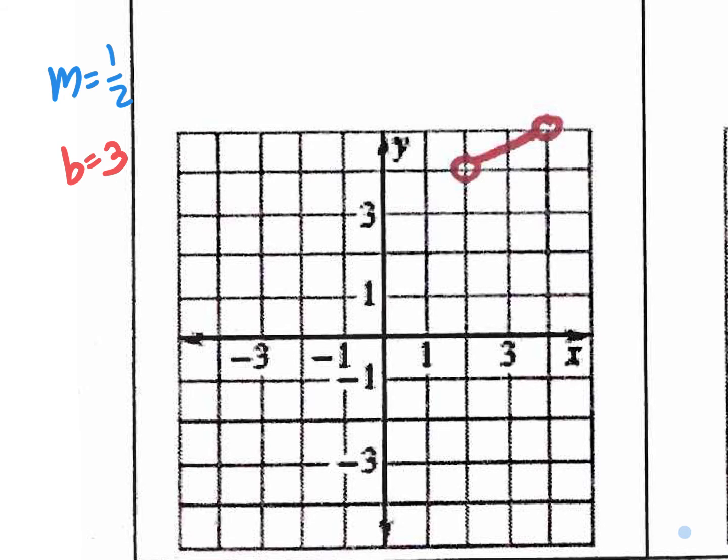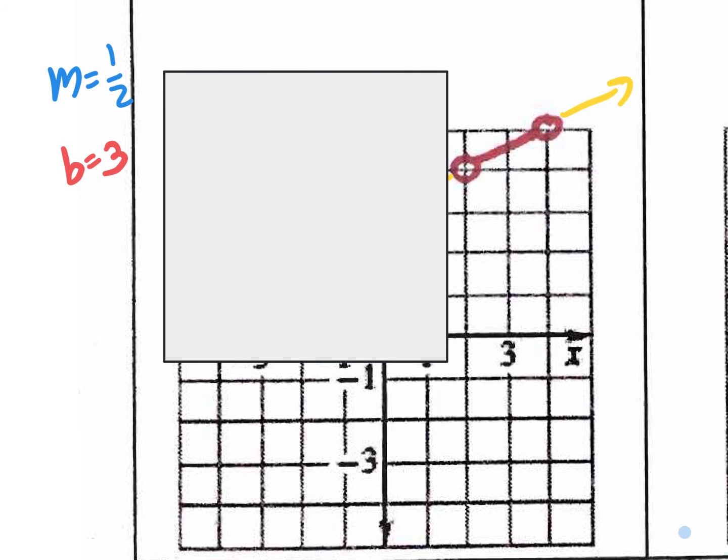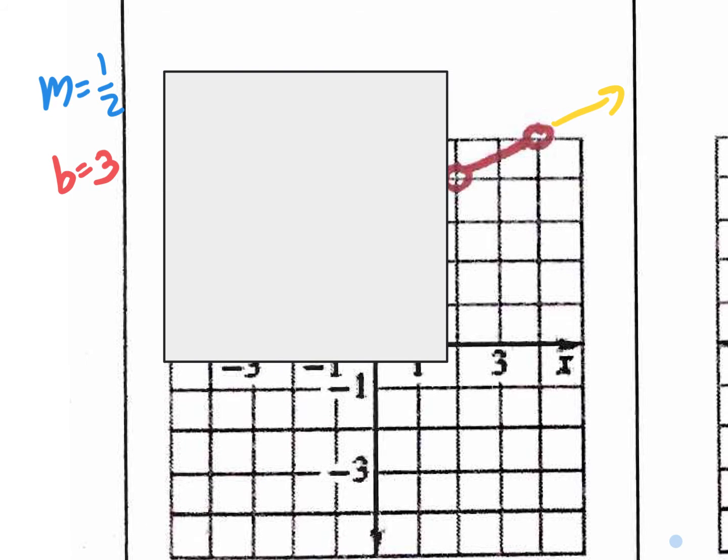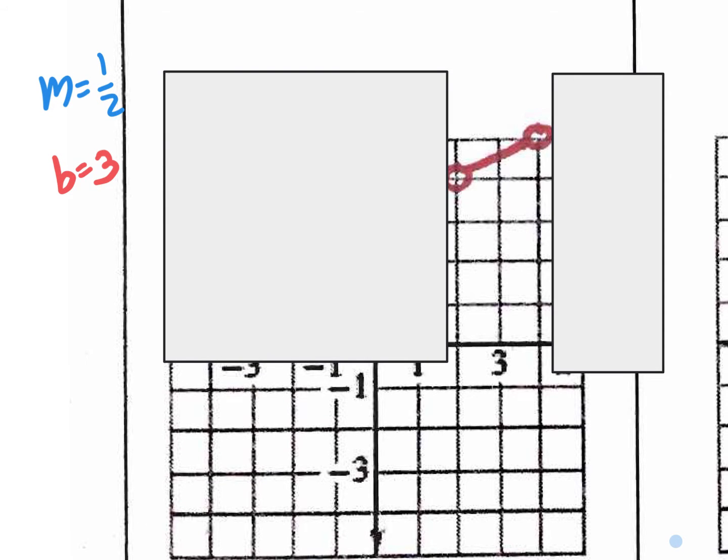I mean, if it makes you feel better, go ahead and draw it, right? But we know that we're not looking at those yellow pieces. We're only looking at it from here to here. You know what? Maybe I could do this. Watch this. If I could get this to work. That is the piece that we're looking at.